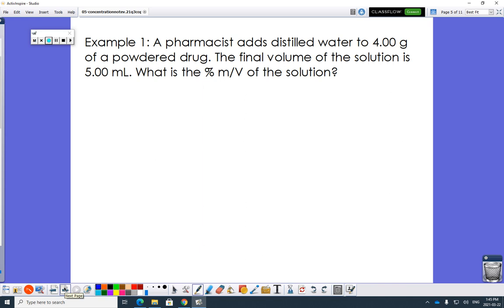So a pharmacist adds distilled water to 4 grams of a powdered drug. The final volume of the solution is 5 milliliters. What is the percent M/V of the solution? So it tells you, put the mass at the top and the volume at the bottom, okay? And you might think, well, that's ridiculous, that's so easy.